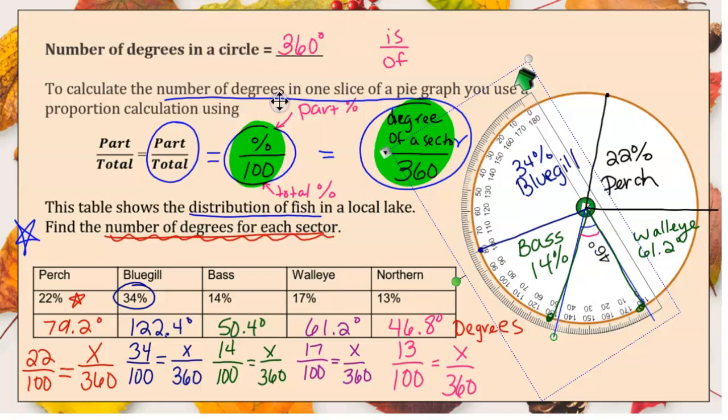And then in the end, to double check, all of these represent the fish in the lake. They should add up to 360. So go ahead and take a timeout and make sure they do. Just like the percent of fish in the lake, these are going to add up to 100.